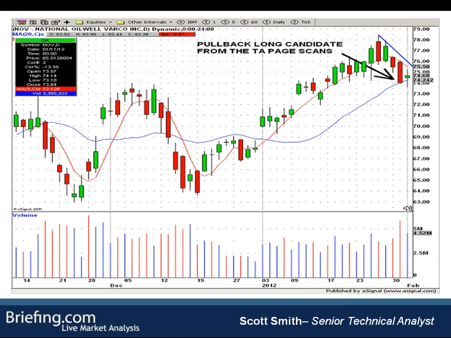This showed up as a pullback long candidate for February 2nd, and I believe they reported earnings. So just looking at this chart, it corrected 3 days. It's in context of an uptrend based upon the 20-day moving average, and essentially I'm going to be looking for a buying opportunity somewhere around the 75.50, 76 area on some sort of sign of strength.